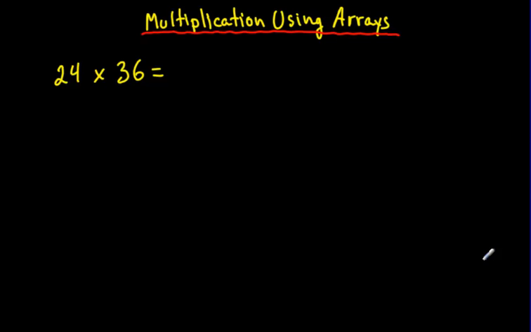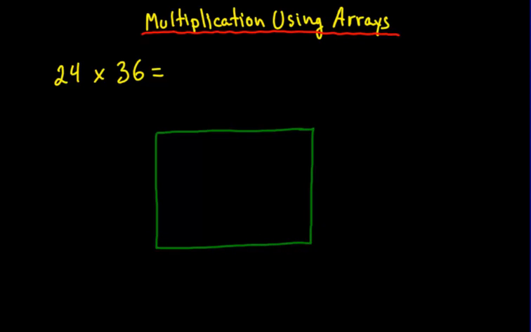So 24 times 36. When we're multiplying using an array, the one thing we do is draw a rectangle that would represent that question. So this rectangle represents 24 times 36, and we just write those numbers down. So this side would be 24, and this side is 36.